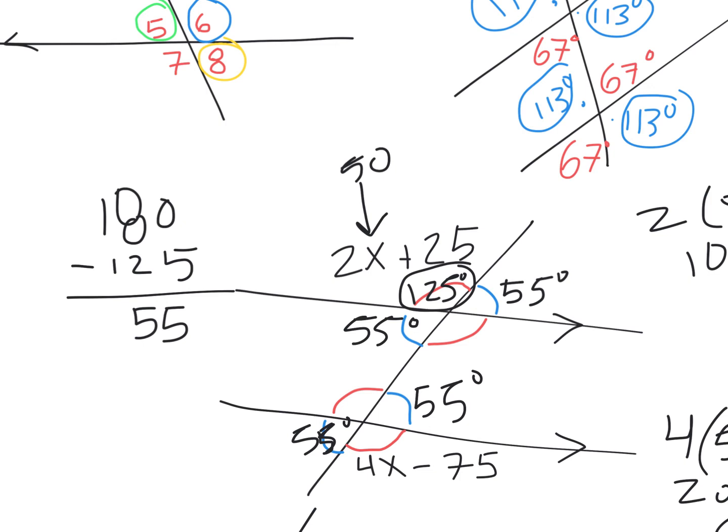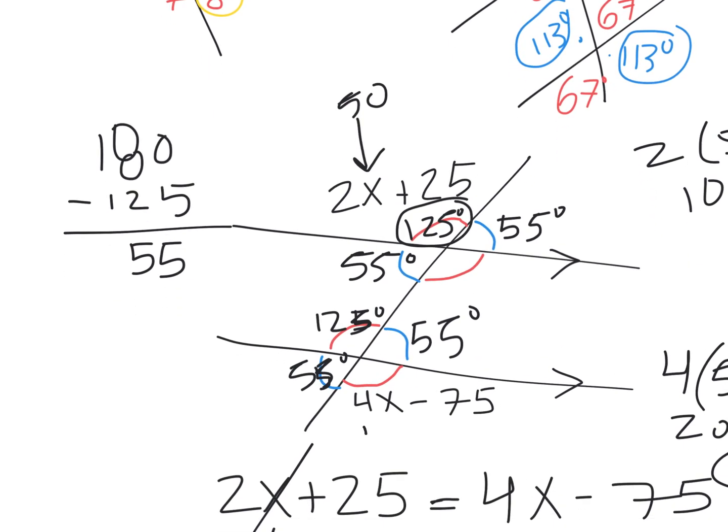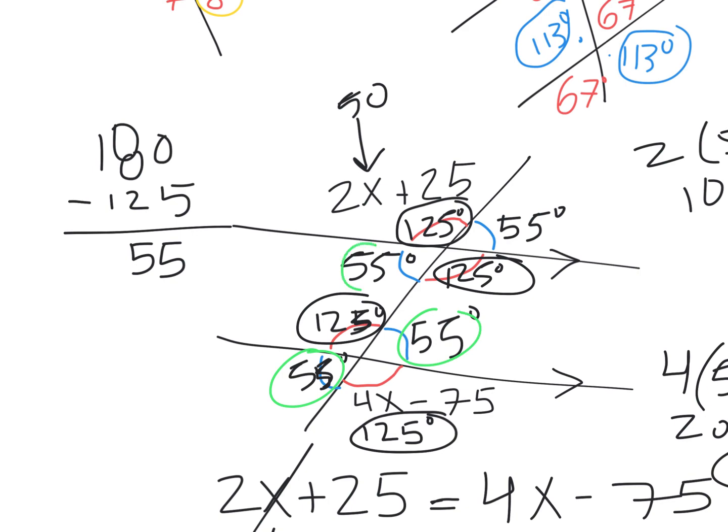And then these ones we could fill in 125 degrees. Sorry, my 5s are looking a little bit like 3s. I have trouble writing on the iPad sometimes. So our 125s here, and then our 55s here.